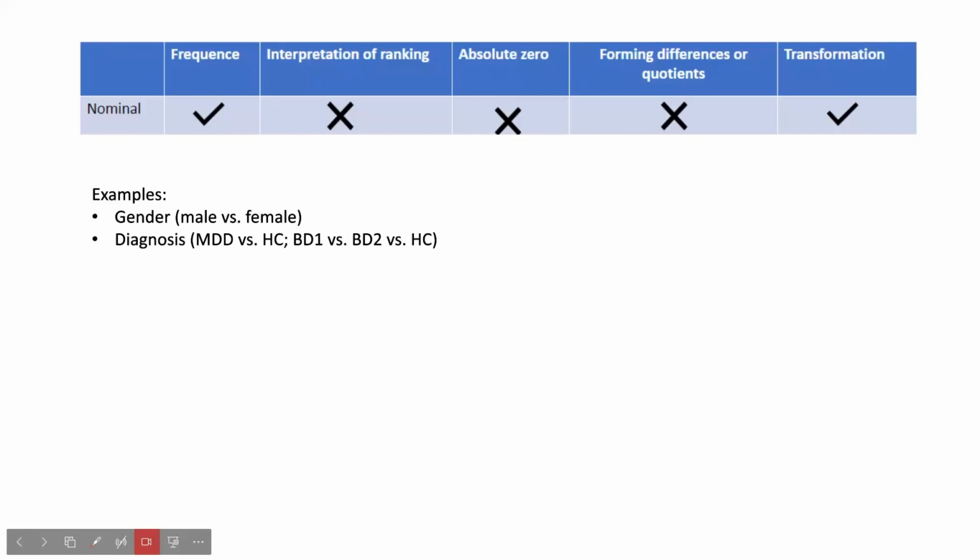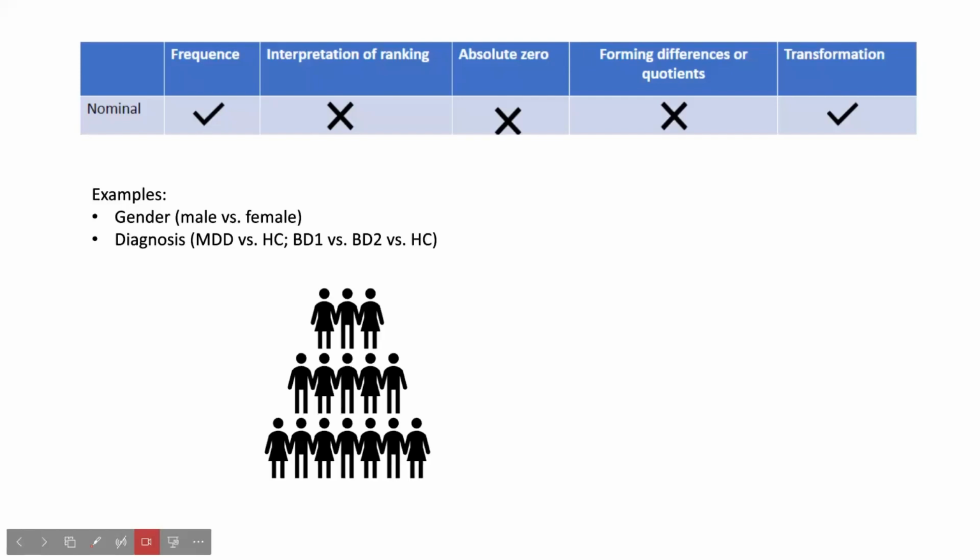There is also no absolute zero, so we cannot form differences or quotients, where we cannot say male plus female or depressive group divided by healthy control. Doesn't make sense, right? And the transformation of the nominal scale is arbitrary. Let's take a look at an example.